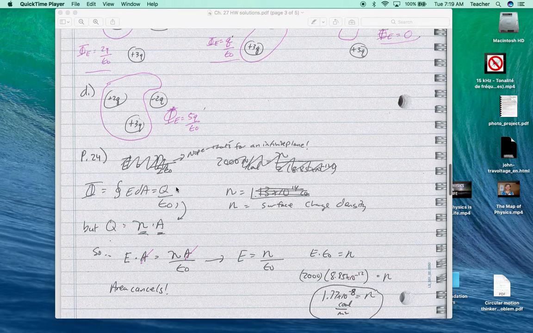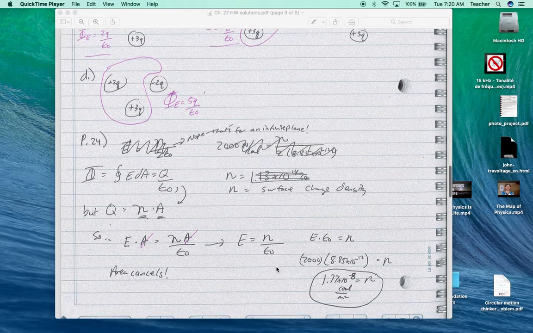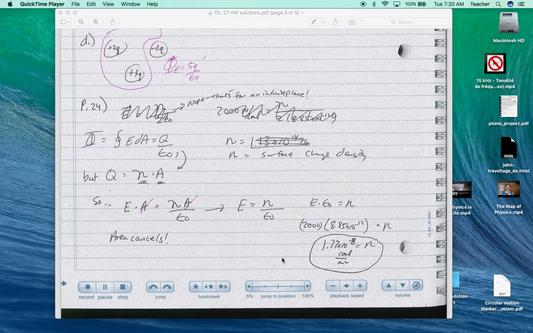For problem 24, I went back a little bit to chapter 26 to figure things out in terms of this, which is the surface charge density. Then use Gauss's law down here and solve for the charge. Notice that the area cancels when we put charge in terms of charge density times area. So area cancels on both sides.